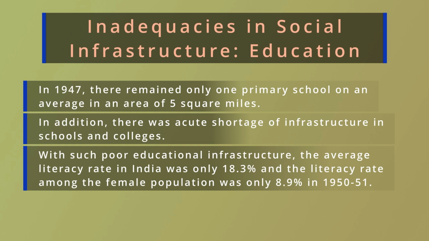Therefore, what was the result? The average literacy rate in India was very low, only about 18.3%. It was lowest in the case of the female population of India, only about 8.9% in 1950-51. Therefore, what we observe is very poor infrastructural facility.